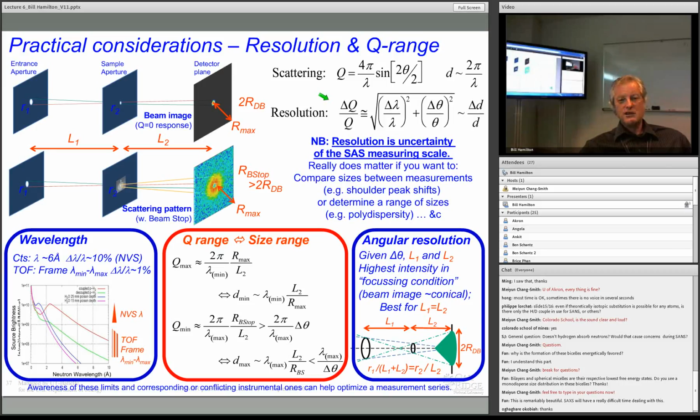Delta Q on Q, which basically translates directly through quadrature in terms of the accuracy of the angle I'm measuring, because there's always a range of angles that we let into the machine, otherwise we wouldn't see any intensity. And there's always a range, an accuracy to which I can measure the angles.